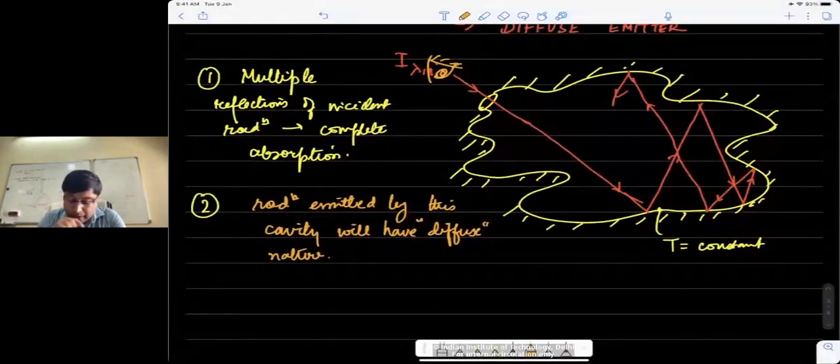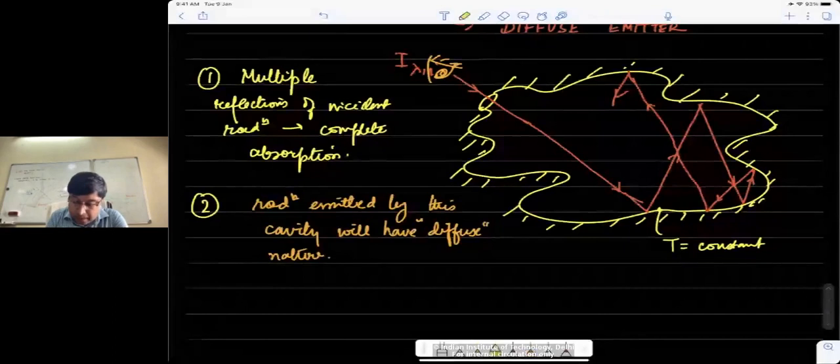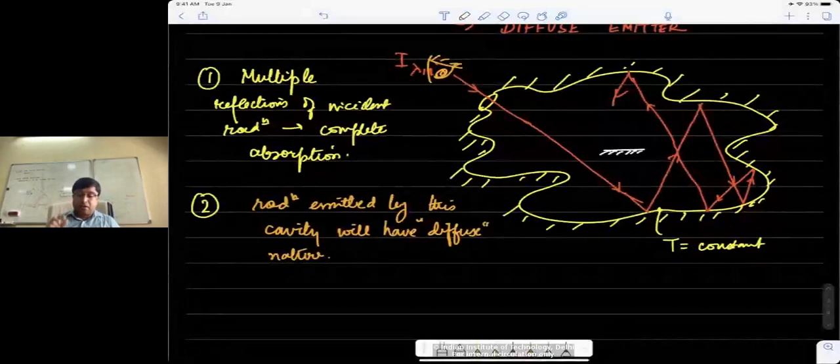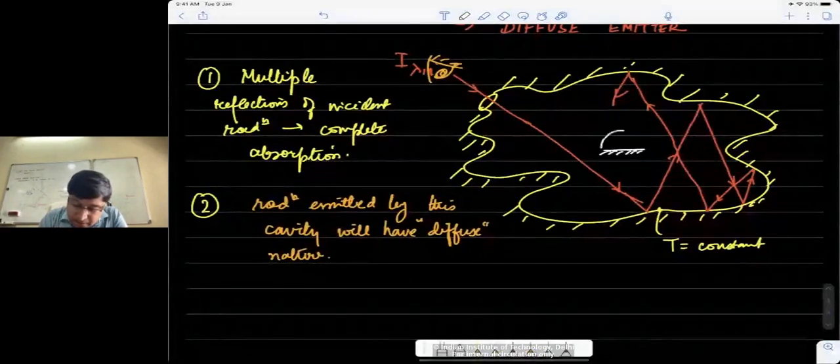Finally, if I look at a surface which I placed inside, say hypothetically I had the luxury, and maybe I could place a small surface inside this cavity which does not interfere with the radiation. Then, because the radiation emerging from the aperture should have the same nature as the radiation inside the cavity, this surface should also be seeing a radiation or an irradiation which would be diffuse.